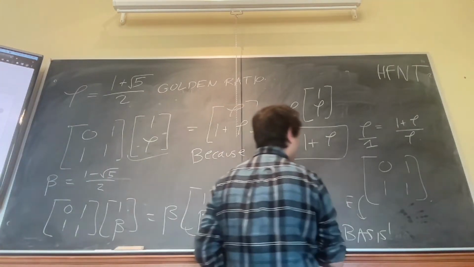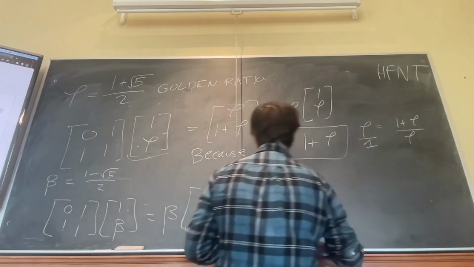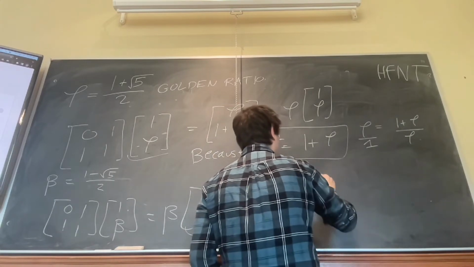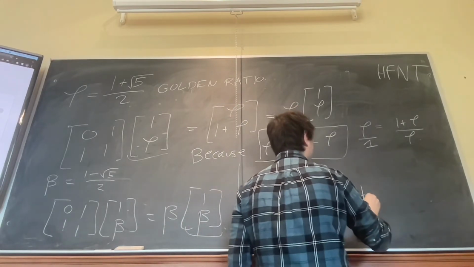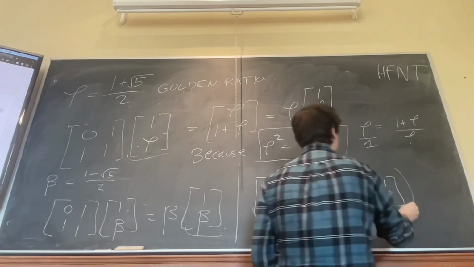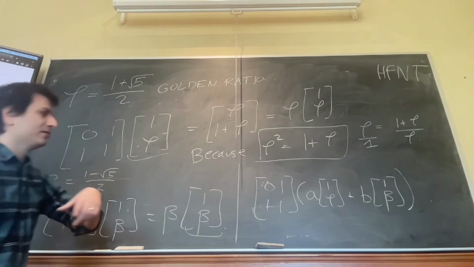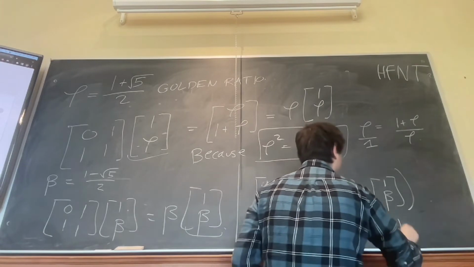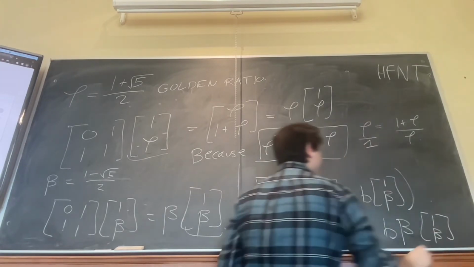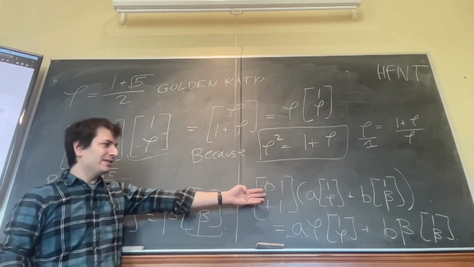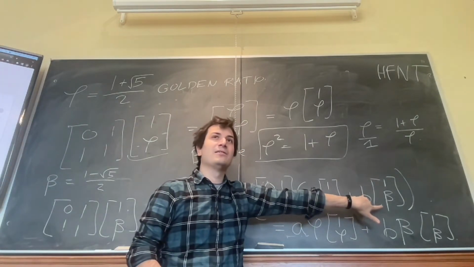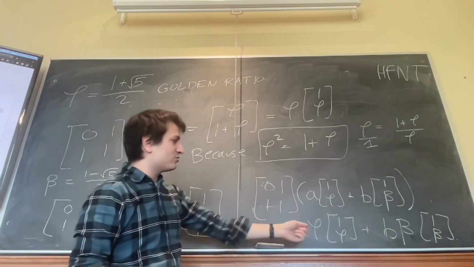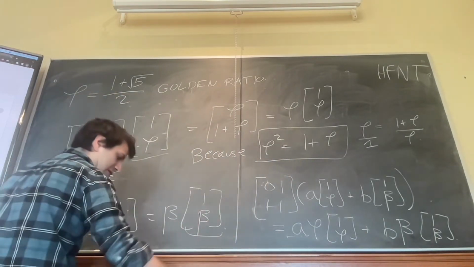So to make it maybe even more crystal clear, let me write it another way. Here's the other way. The matrix [0, 1; 1, 1] times some linear combination, a times (1, phi) plus b times (1, beta). So we're doing linear combinations of (1, phi) and (1, beta). That is going to be a phi times (1, phi) plus b beta times (1, beta). So it's very easy to calculate what the matrix does as long as you describe the input this way. This is a nice way of saying the matrix, if you wrote it in this basis, would be the diagonal matrix [phi, 0; 0, beta]. So let me show you what that means.